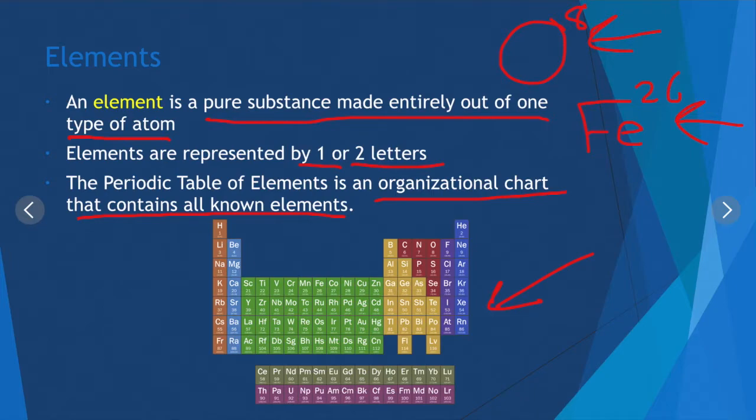All you need to know here is this is the periodic table of elements. It's organized into different sections. You can see the different colors. There's the noble gases and the alkaline metals and things like that. And elements are made out of one type of atom. They're a pure substance made entirely out of one type of atom.